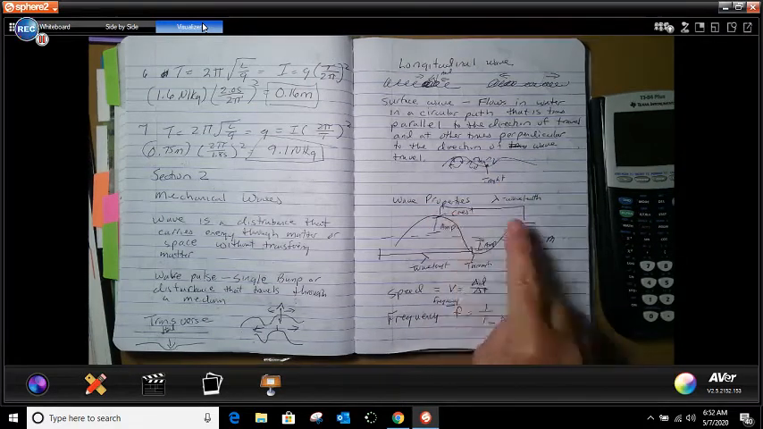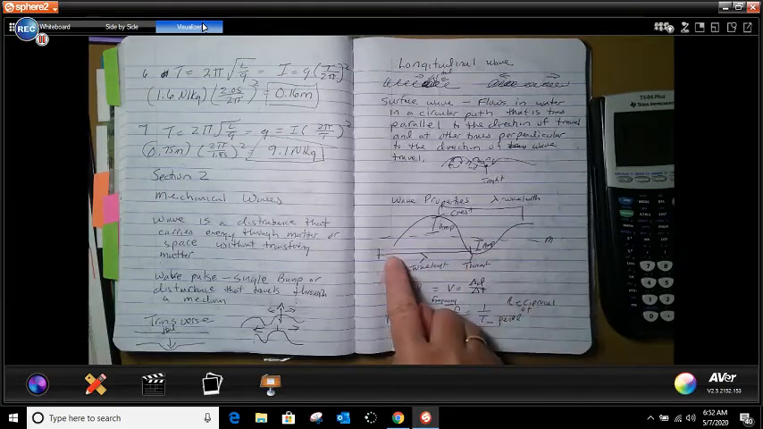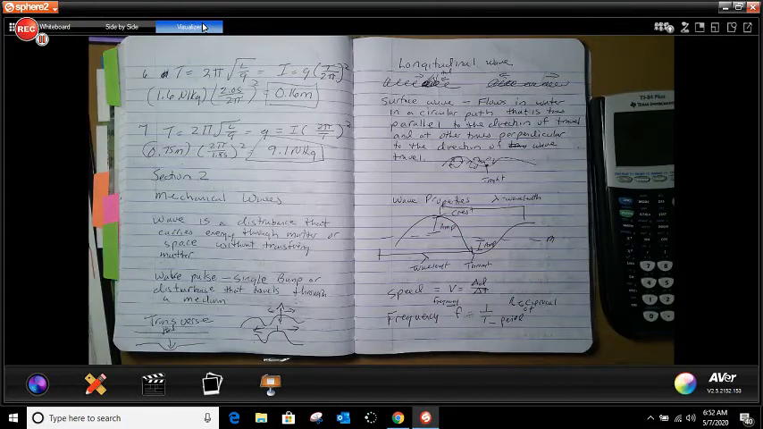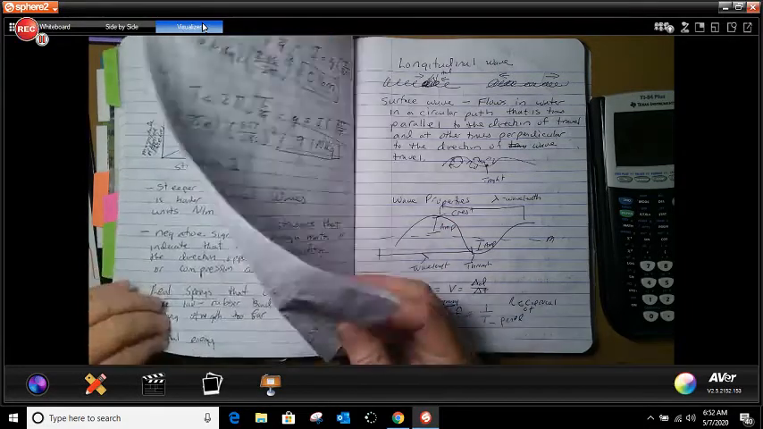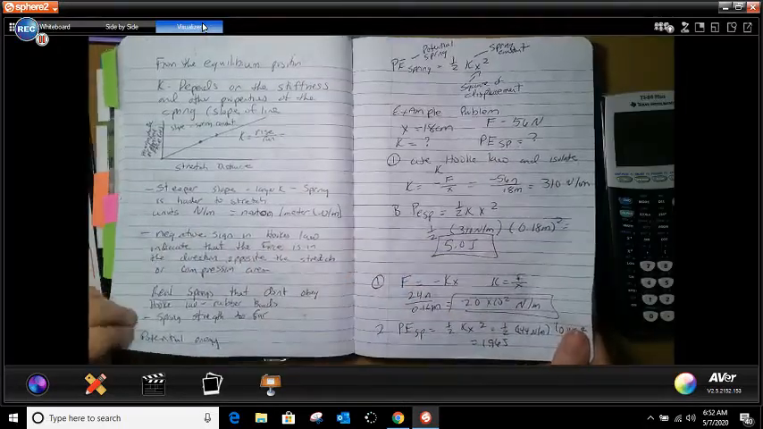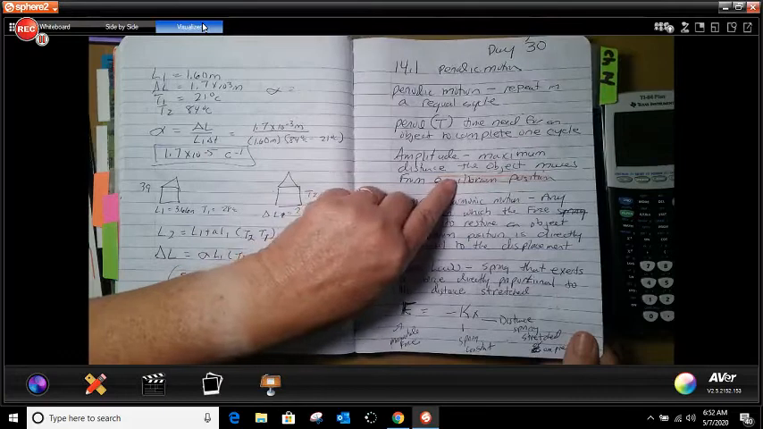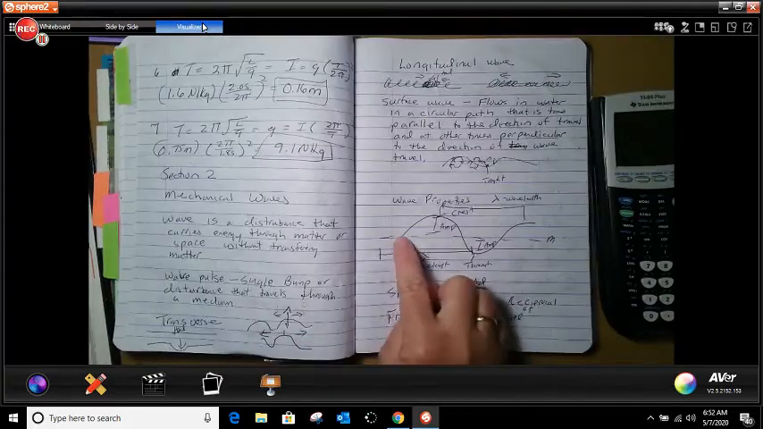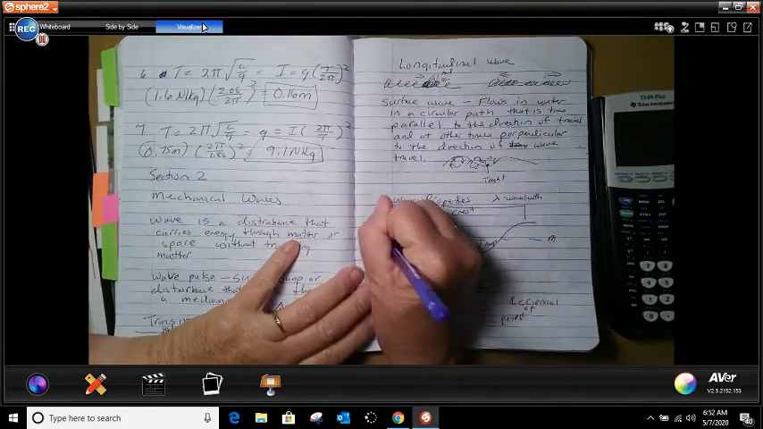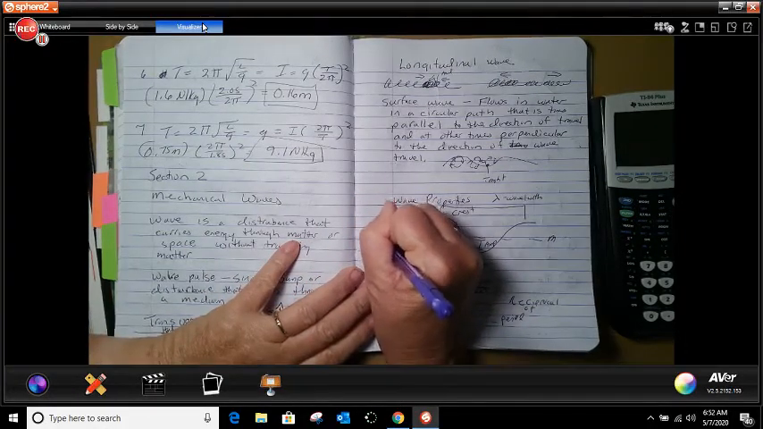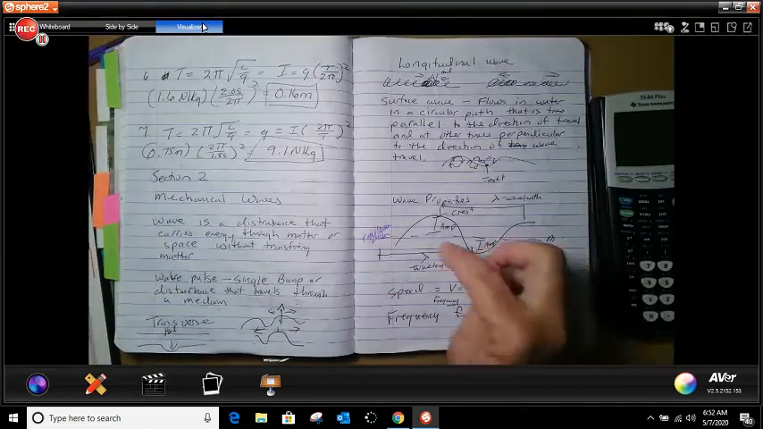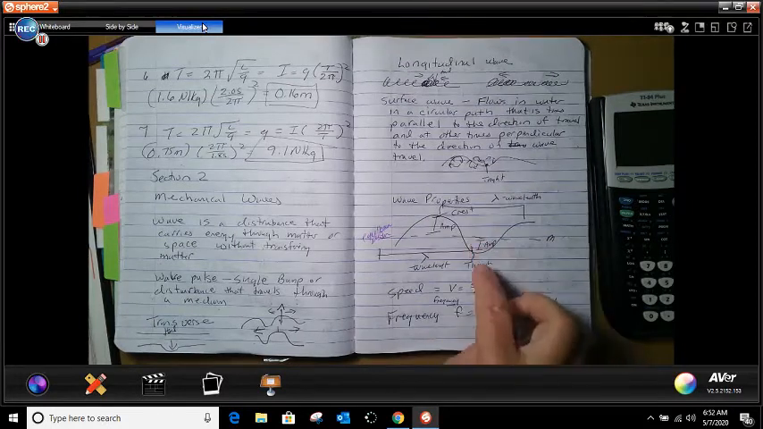Wave properties. You have your wavelength, which is your lambda. It could be from crest to crest or trough to trough. Your amplitude is from your crest to your center part. I highlighted the center part up here in our very first diagram: that is the equilibrium position. And then your wavelength can be both. Amplitude is from your equilibrium position to your crest or your trough.